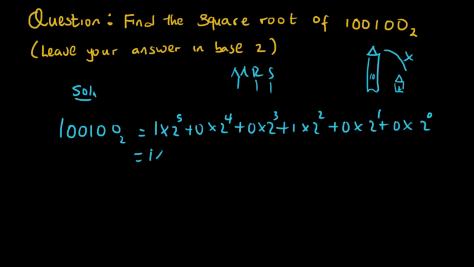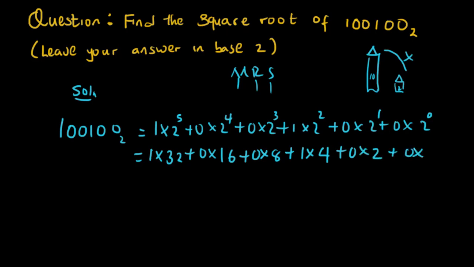So we have 1 times 2 raised to power 5, which is 2 times 2 times 2 times 2 times 2, so that's 32. Plus 0 times 2 raised to power 4, that's 16. Plus 0 times 2 raised to power 3, that is 8. Plus 1 times 2 raised to power 2, that is 4. Plus 0 times 2 raised to power 1, which is 2. Plus 0 times 2 raised to power 0. Anything raised to power 0 is 1.